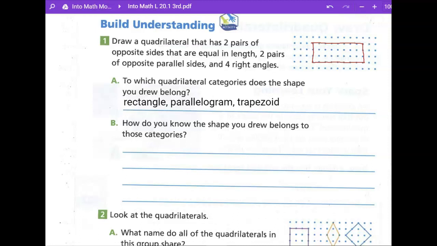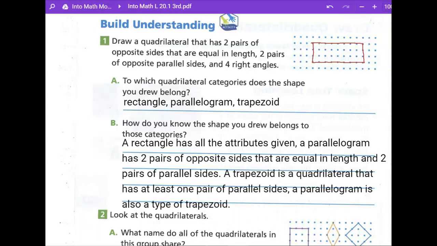Oh, goodness. Okay, this is a long answer, so I'm going to stop the recording and type them in. Okay, B is a long explanation, so when I get done going through it, here's just what we've already said. A rectangle has all the attributes given, meaning it had 2 pair of opposite sides that were equal in length, 2 pair of opposite parallel sides, and 4 right angles.